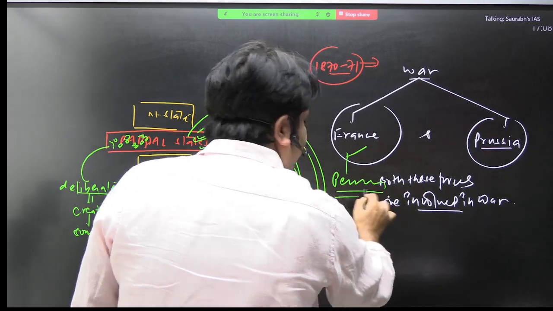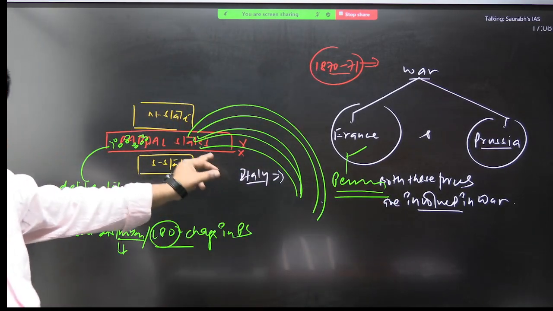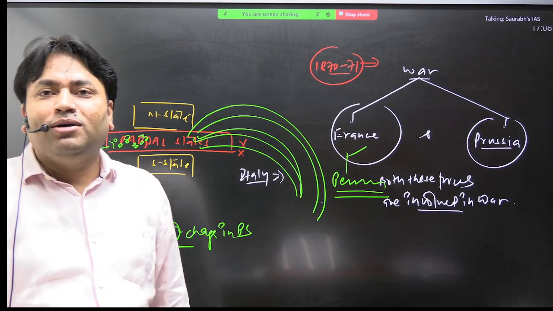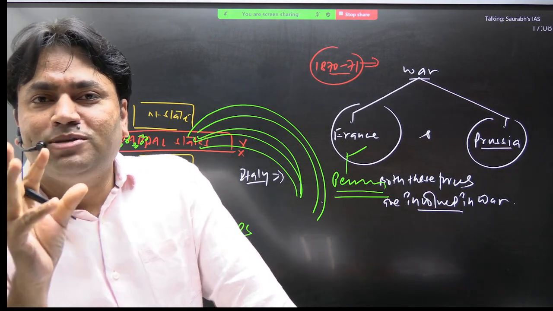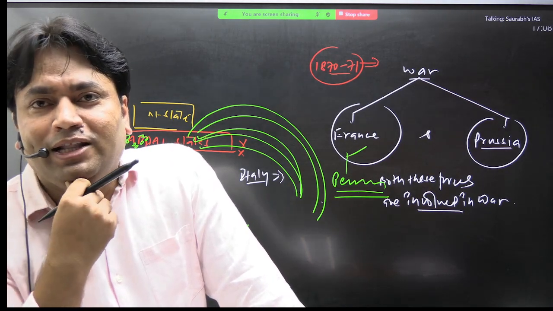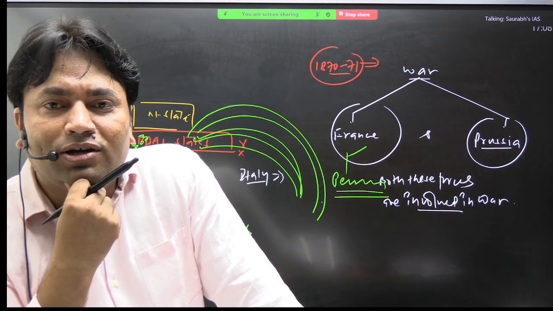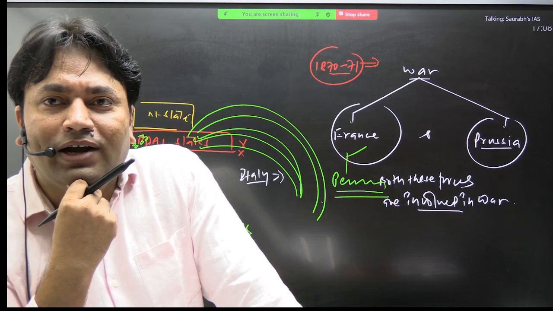France ने permission भी दे दिया. The forces will enter into the papal states. And what about the people who are living in these papal states? Papal states में जो लोग रह रहे थे, they were favoring or supporting what? Process of unification of Italy.